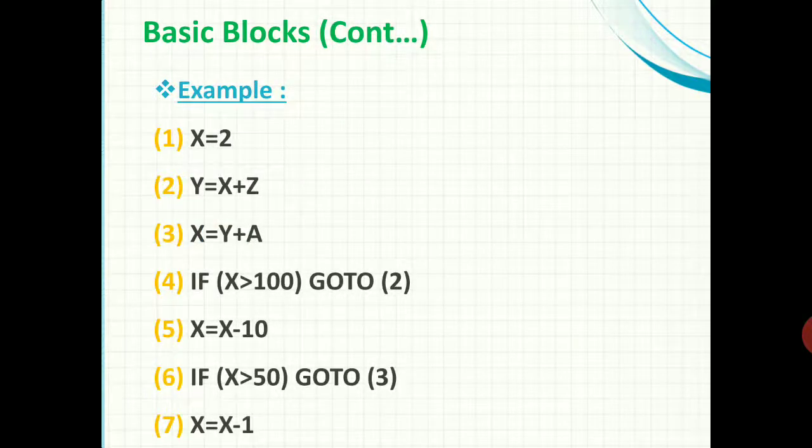Then coming to an example: x equal to 2, then y equal to x plus z, and x equal to y plus a. Then if x greater than 100 go to 2, then x equal to x minus 10. If x greater than or equal to 50 go to statement 3, then x equal to x plus x minus 1. To identify the lines, we are giving line numbers 1, 2, 3, 4. So here you can see that this is a three address code. In this set of 3 address code, we are going to form the basic blocks.